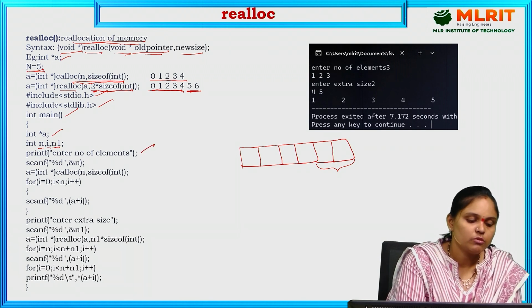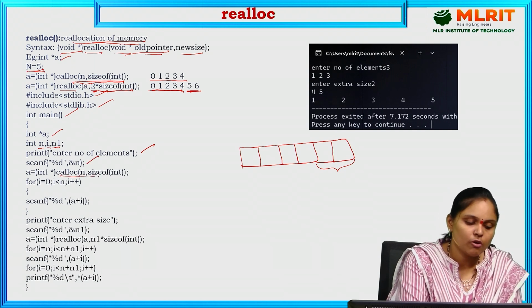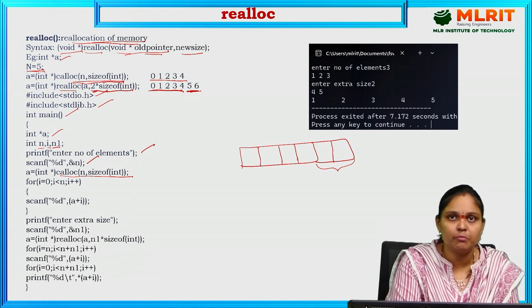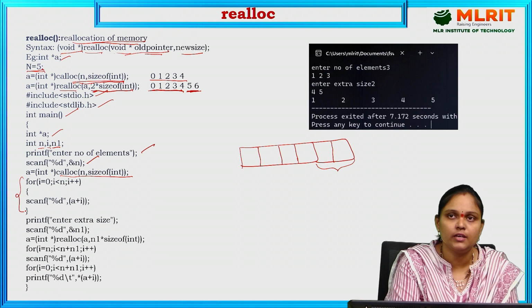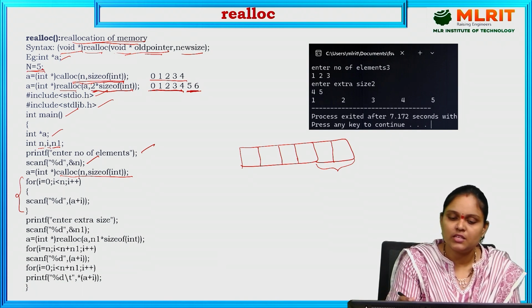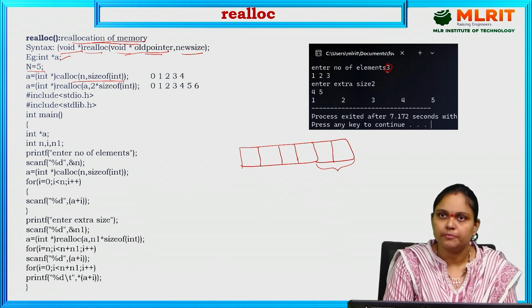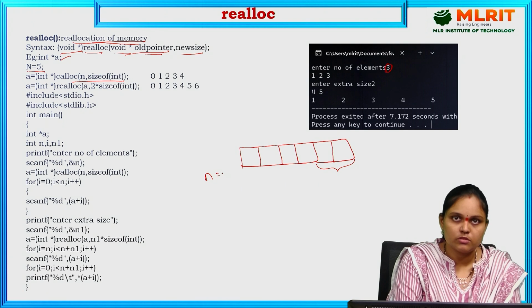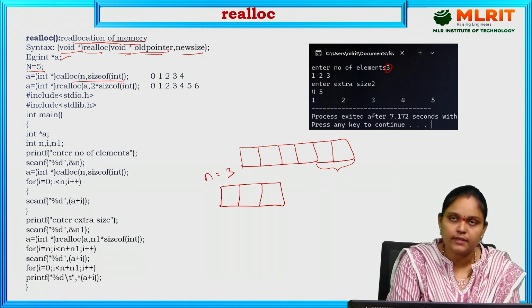Then we ask to enter the number of elements, read n using scanf, and allocate the memory using the calloc function. Next, using scanf inside the for loop, we read all the elements. In this example we take the number of elements as 3, so n is equal to 3. For 3 elements, 3 individual blocks of memory, each of 4 bytes, will get allocated.